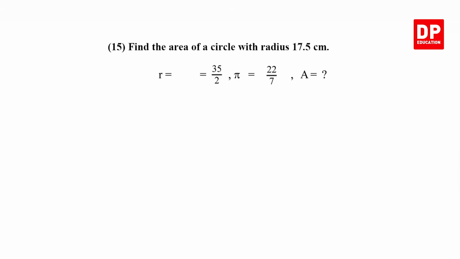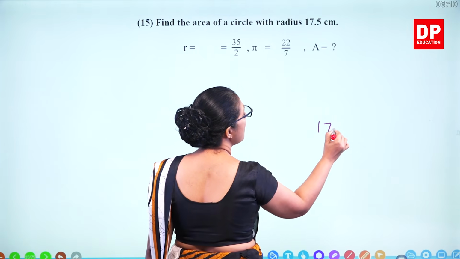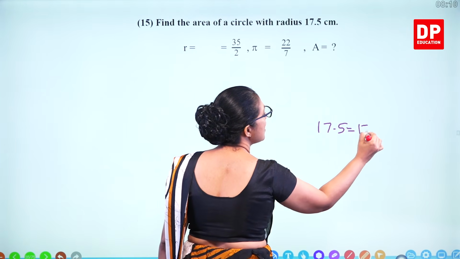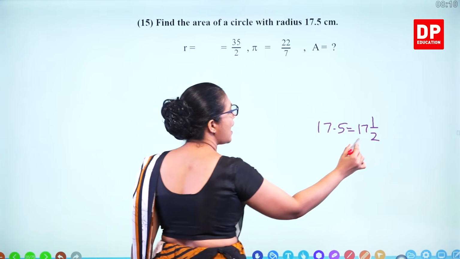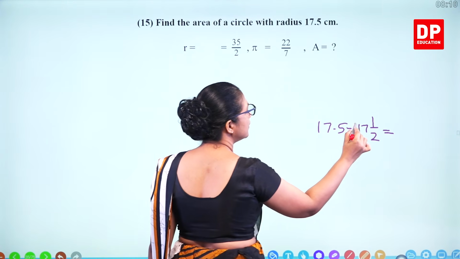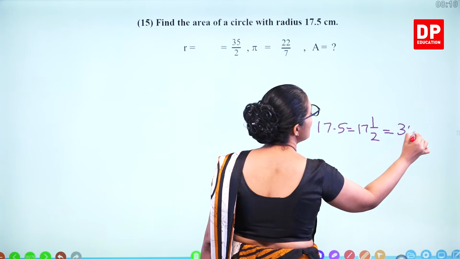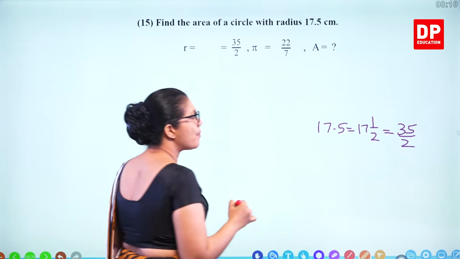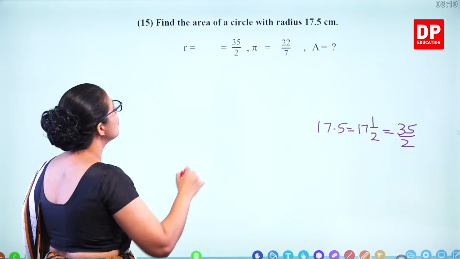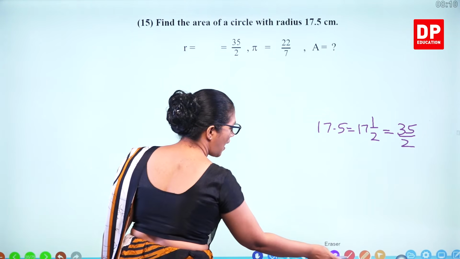Find the area of a circle with radius 17.5. So what is 17.5? 17 and a half, or you can write as 35 over 2 as an improper fraction. So you can write 35.